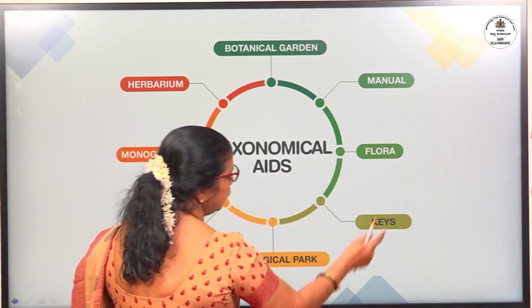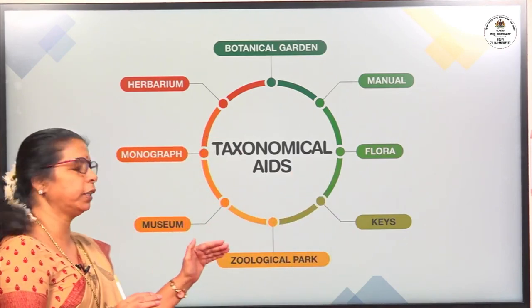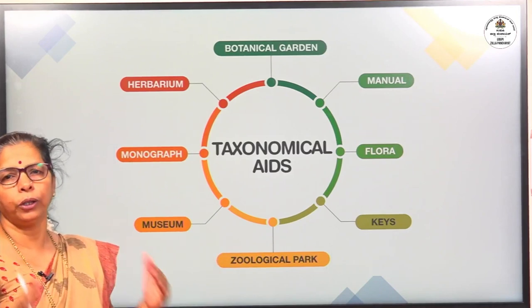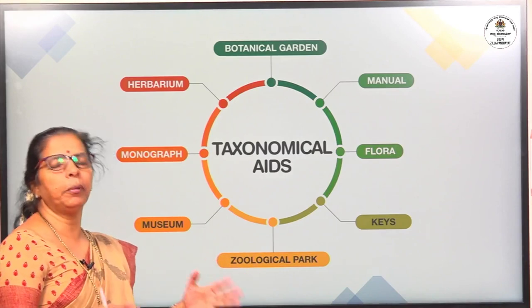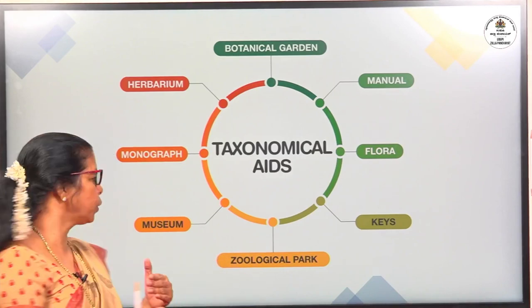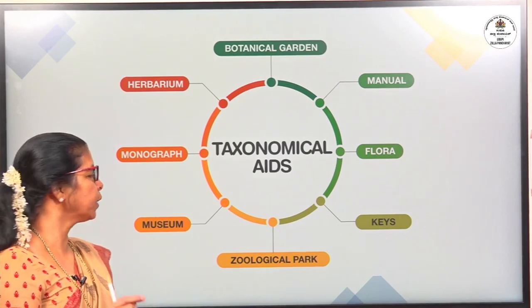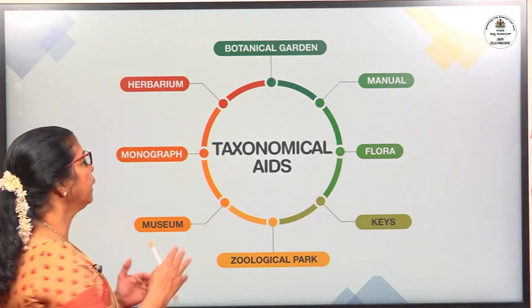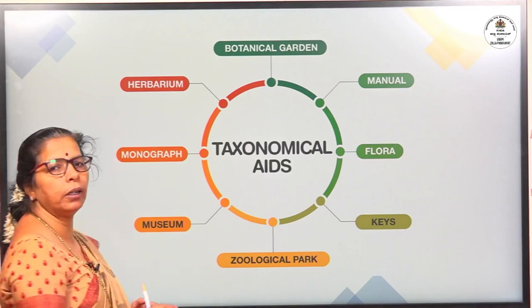Then another one is the zoological park. This is known to most people as the zoo. Animals of different origin are reared here. Some are kept in captivity, so that is a zoological park or zoo, and it also acts as a recreation center and helps in studying these organisms. Especially it is meant for animals.